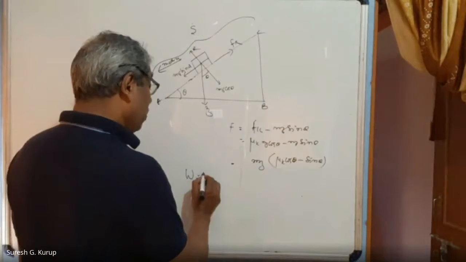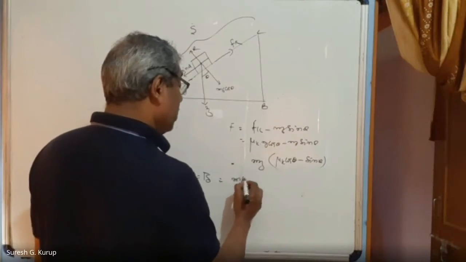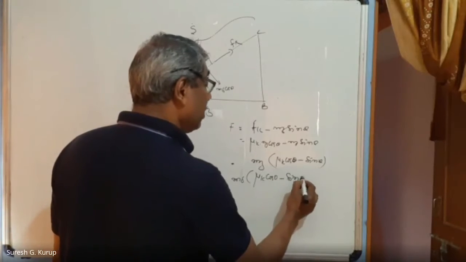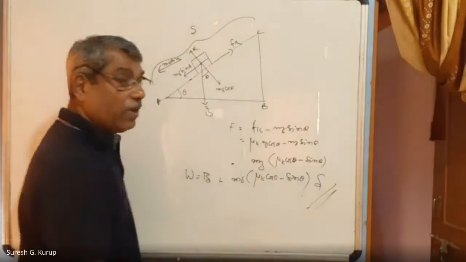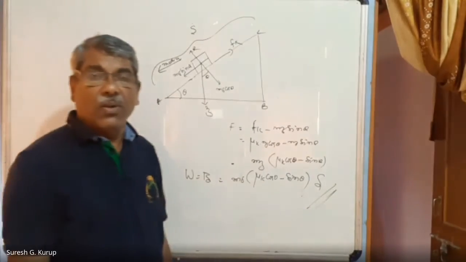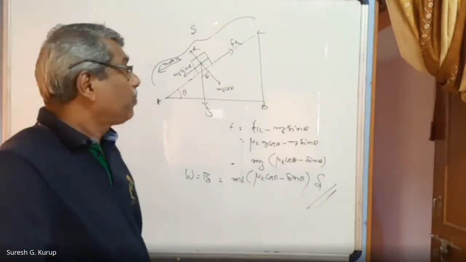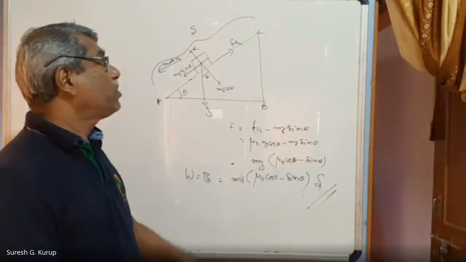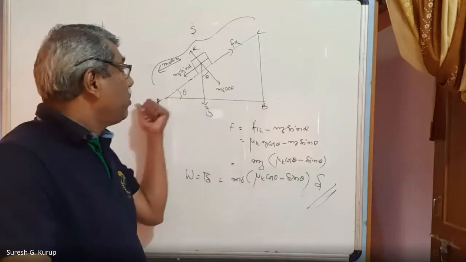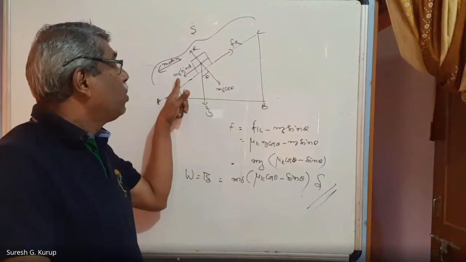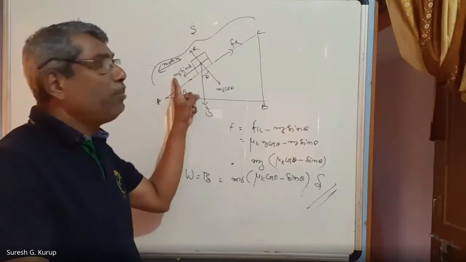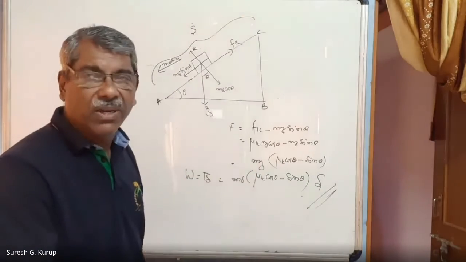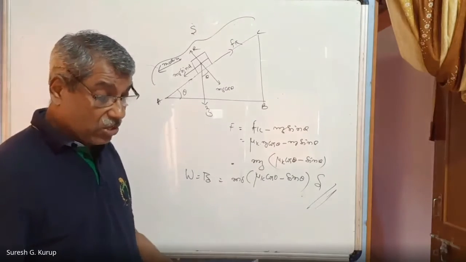Therefore, W is equal to Fs. That is equal to mg into mu k cos theta minus sin theta, the whole into s. So work done can be calculated. When the body is coming down, the frictional force is acting in the opposite direction. Right? The force is equal to fk minus mg sin theta for the body to move with uniform velocity. This is the function. So that is also done.